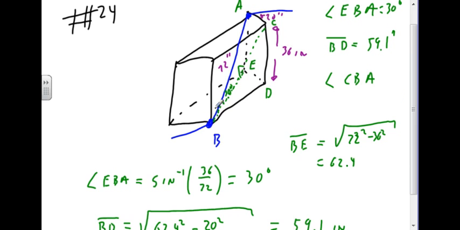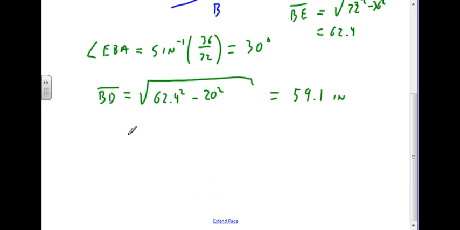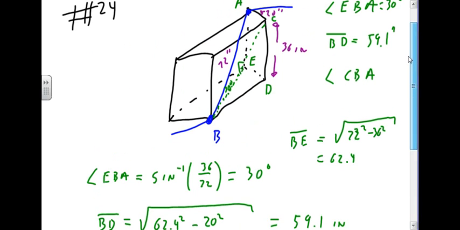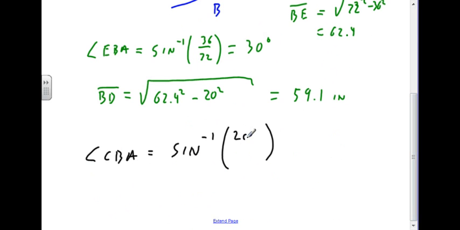This is the hypotenuse, 72, right? So angle CBA, arc sine of 20 divided by 72. Arc sine 20 divided by 72, close parentheses, boom, 16.1 degrees.